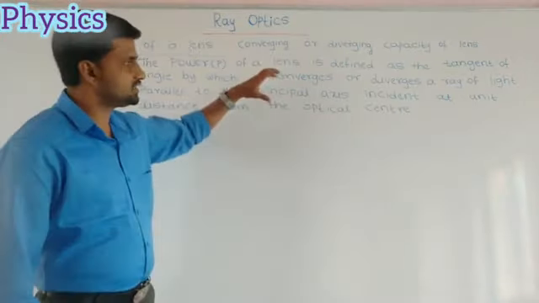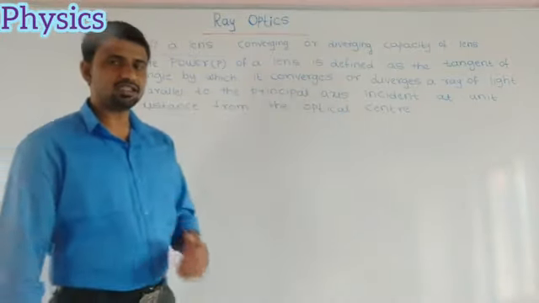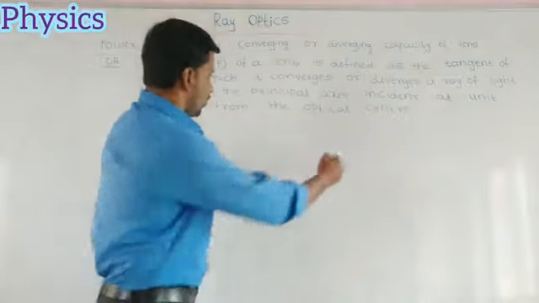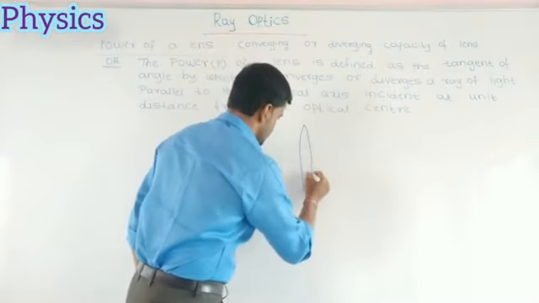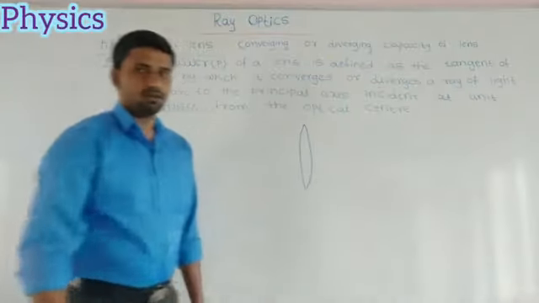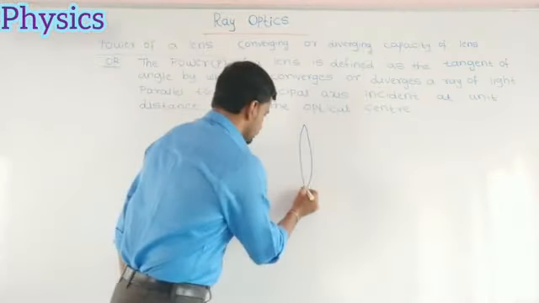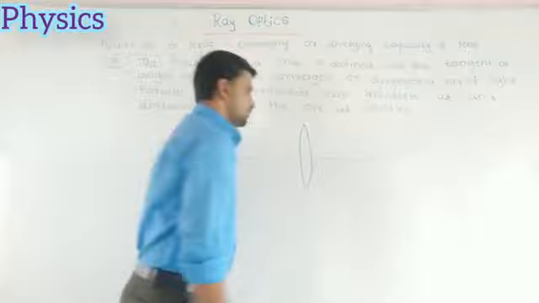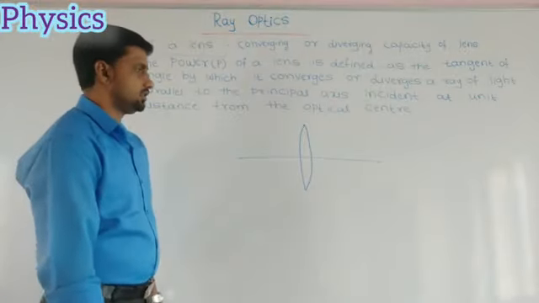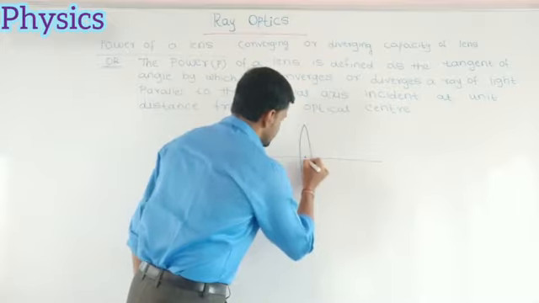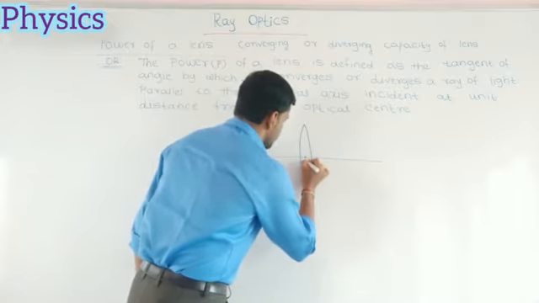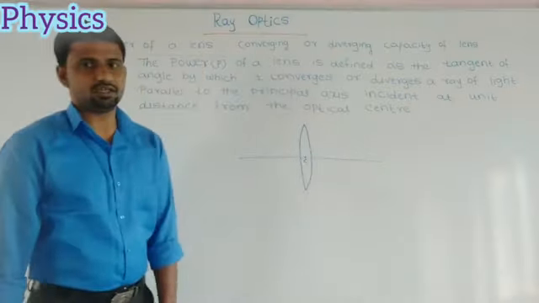To understand this definition, I am considering one convex lens. This is the principal axis of this convex lens, and this convex lens has exactly one central point. That central point is called the optical center.